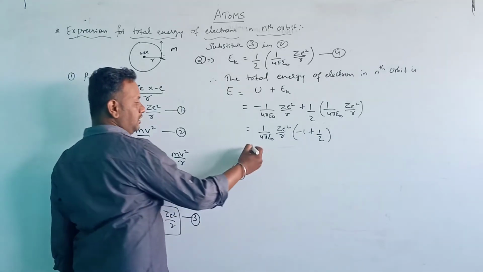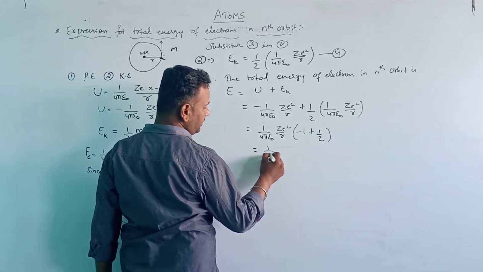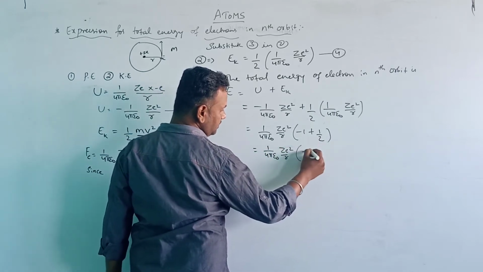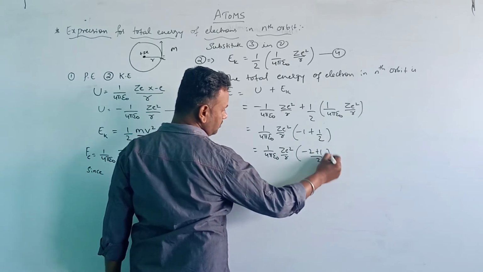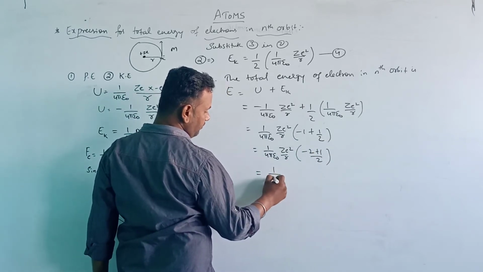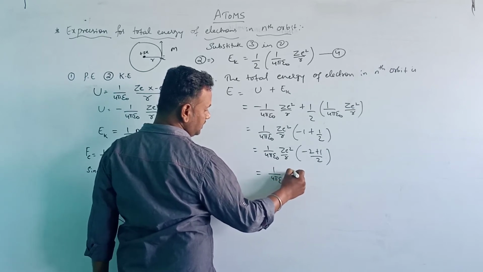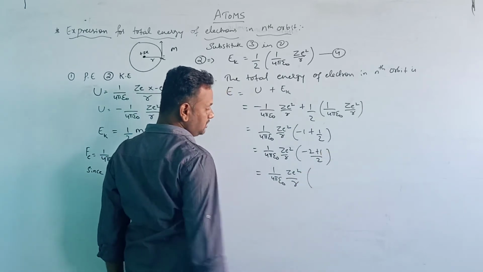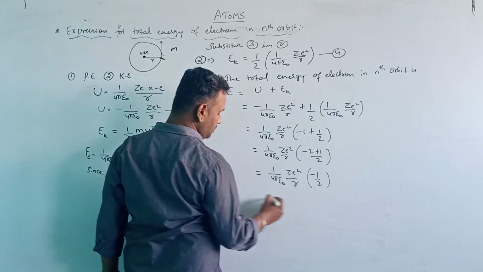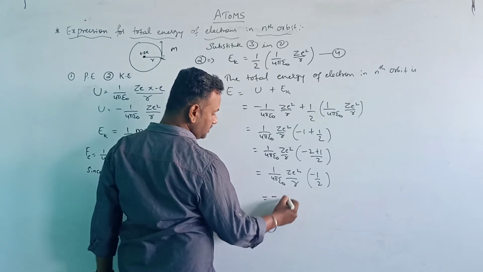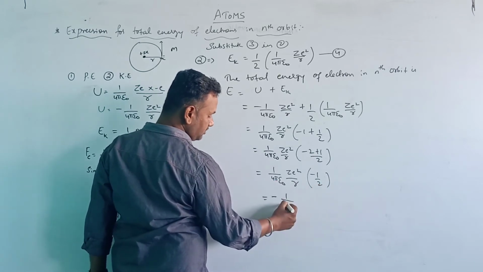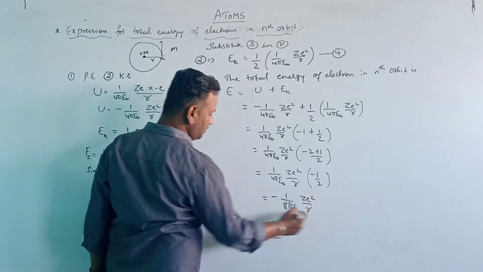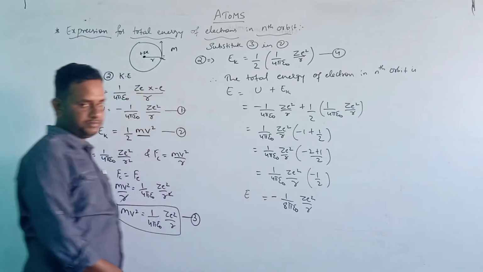Okay. Now 1 by 4 pi epsilon naught Z square divided by r, take it as an LCM, minus 2 plus 1 divided by 2. So then it will be having 1 by 4 pi, then you will be getting minus 1 by 2. 4 2s are 8, that is 8 pi epsilon naught Z square divided by r. This is the total energy.